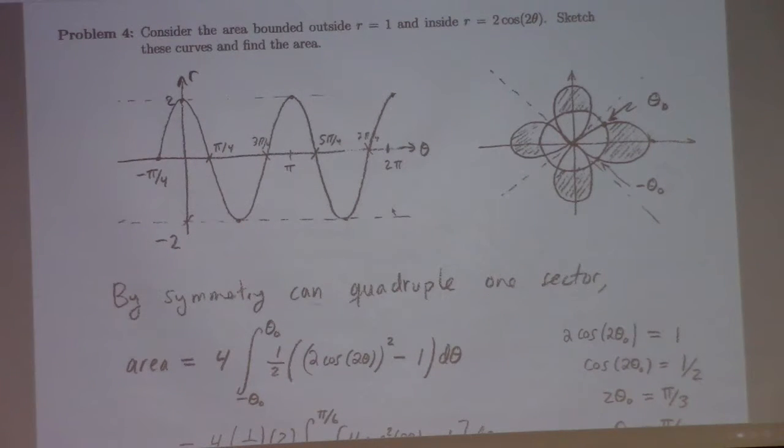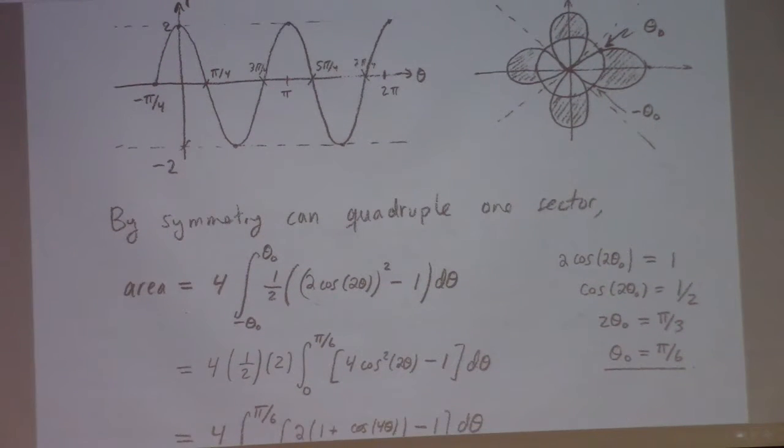And so the area that's outside 1 and inside r equals 2 cosine 2 theta would be these 4 pieces. So of course you could quadruple the area from, say, minus theta naught to theta naught. But after I wrote that, it dawned on me, why don't I just do 8 times the area from 0 to theta naught, by the symmetry of the problem.